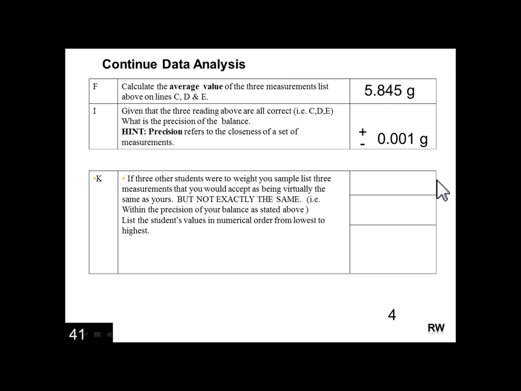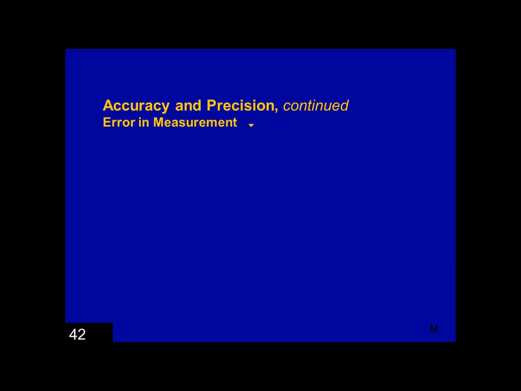So I'm asking you to invent 3 numbers that would be acceptable for this new lab person. If they got this number, you'd say yes, they're in. So 5.844 would certainly be acceptable. 5.845, even 5.846. I mean, you might take a 5.843 or 5.847. All right, hopefully you got the idea. This is how precise you would want your lab partners to be in getting the measurements.